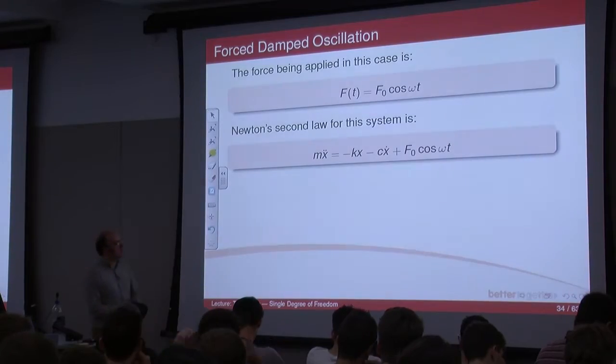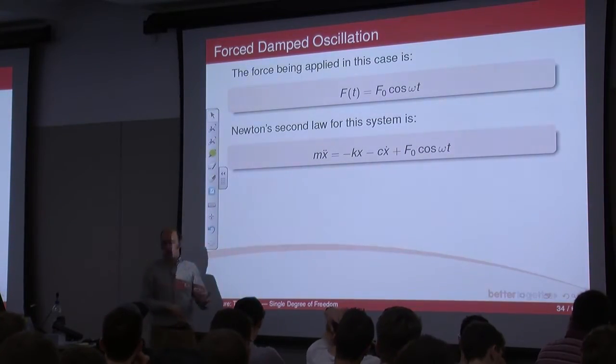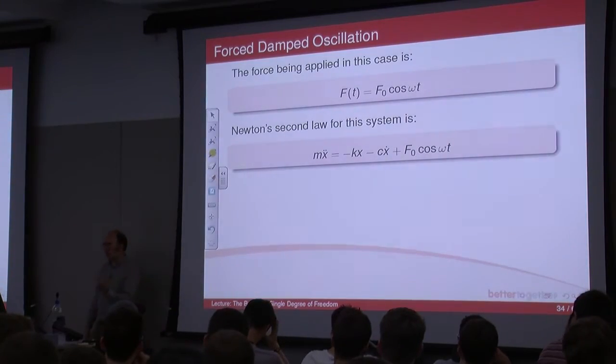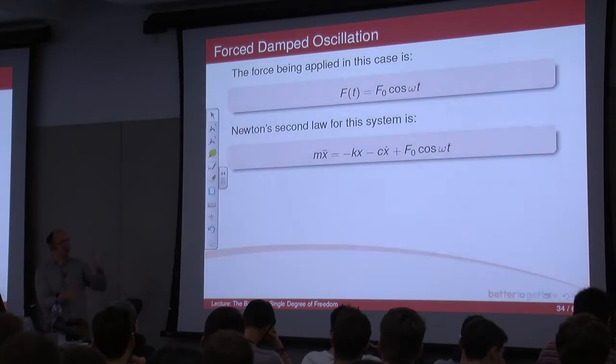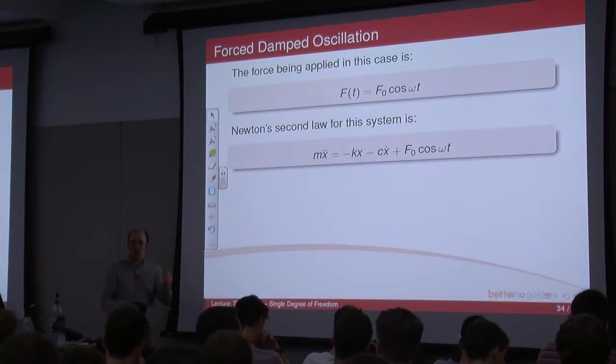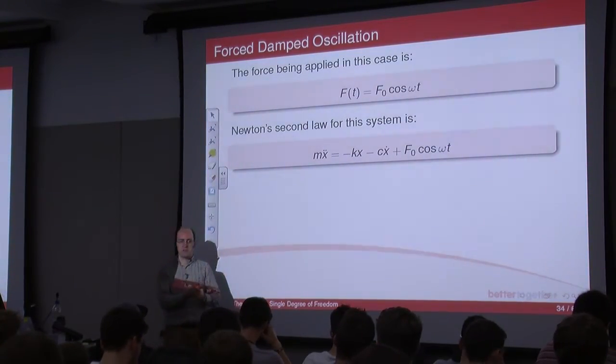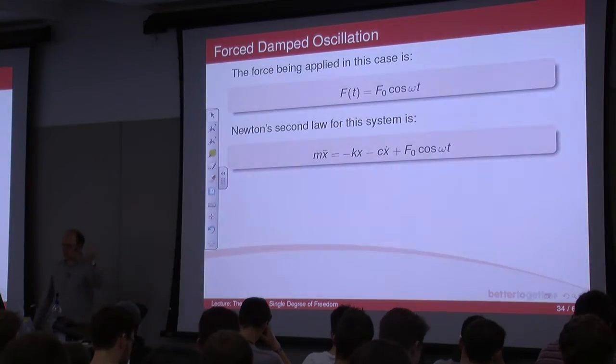So again, Newton's second law, mass times acceleration is the sum of all the forces. So we've got the spring force minus kx, we've got the damping force minus c x dot, and we've got our force that's being applied, F naught cosine omega t. Now again, omega is not the natural frequency, it's not the damped natural frequency, it is the driving frequency. It's the frequency I'm giving to the system. F naught is the amplitude of that force.